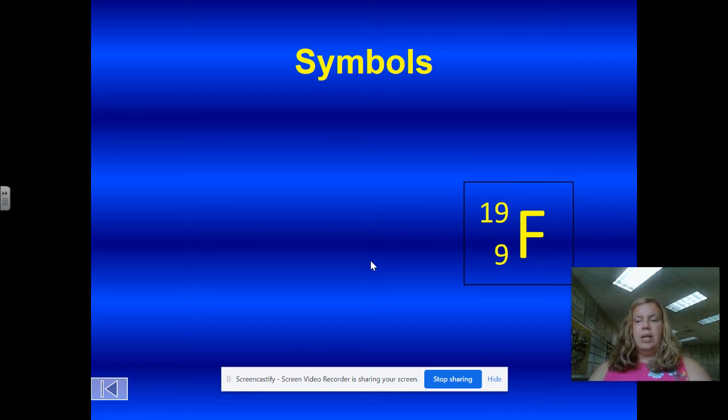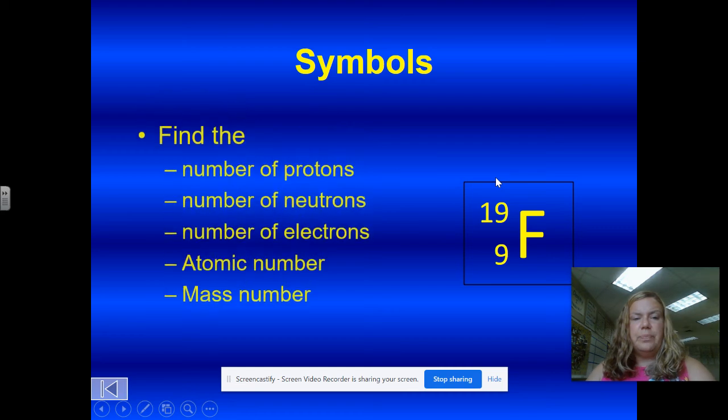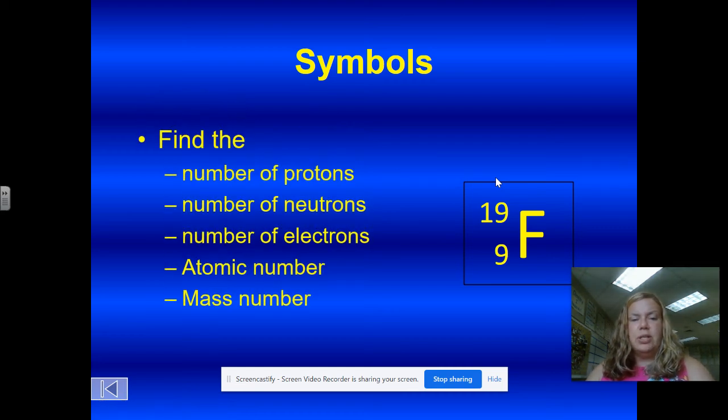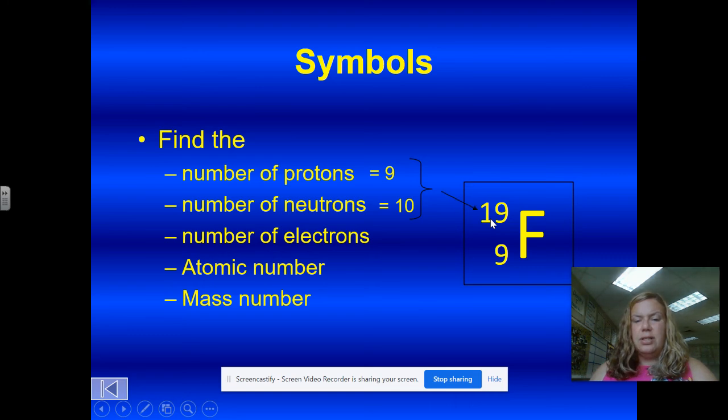We have fluorine, and we refer to this as fluorine 19, because that's the mass number of this particular fluorine. So what we want to do is find the number of protons, neutrons, electrons, the atomic number, and the mass number. Looking at this right here, our atomic number is 9. So that tells us the number of protons is 9. We're going to find our mass number and subtract our atomic number from it, because remember, the number of protons plus neutrons equals your mass number. So we have 10 neutrons.